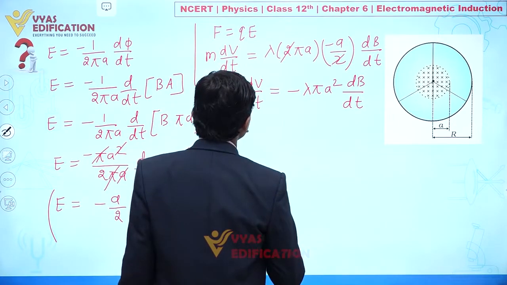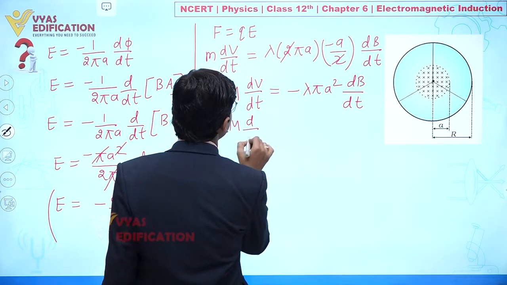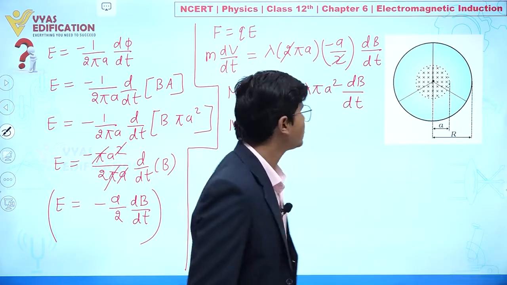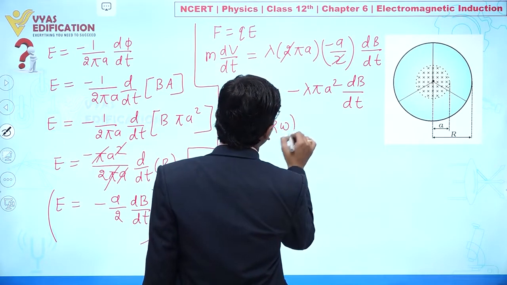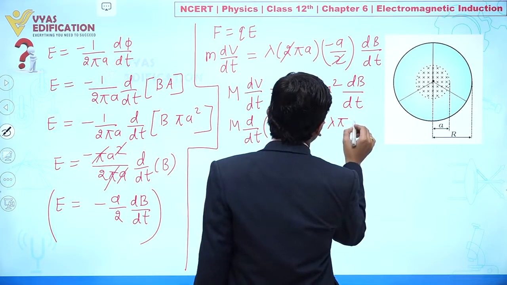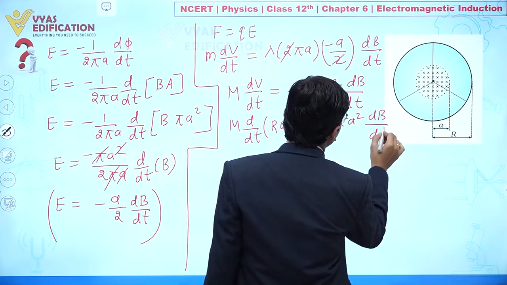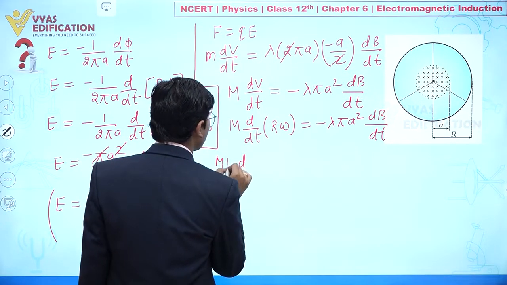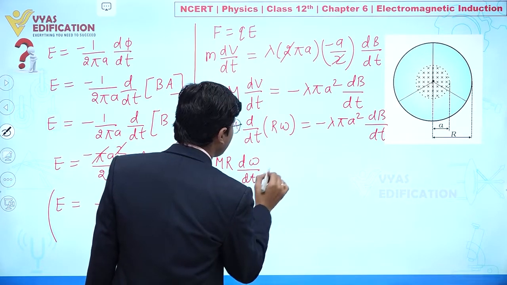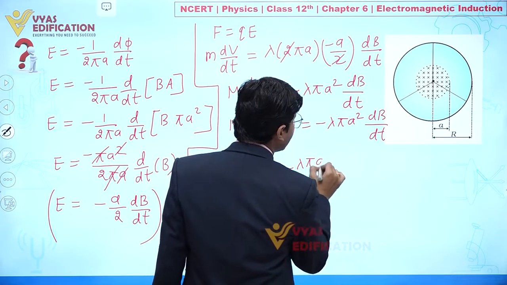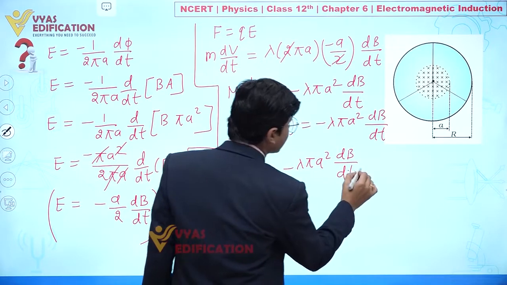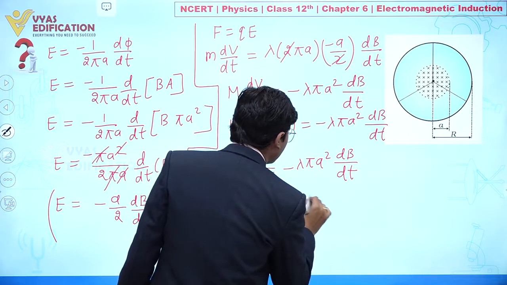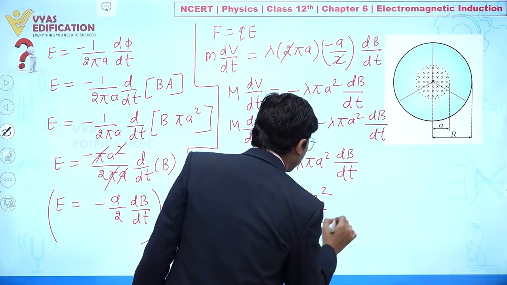Because this charge is situated at the rim of the wheel, V is equal to R omega. So we can take R outside: m R d omega by dt equals minus lambda pi a squared dB by dt. The dt and dt cancel out, so d omega equals minus lambda pi a squared divided by mR times dB.